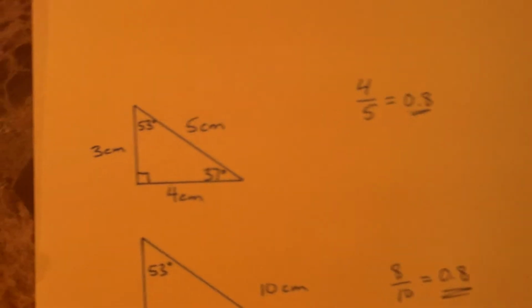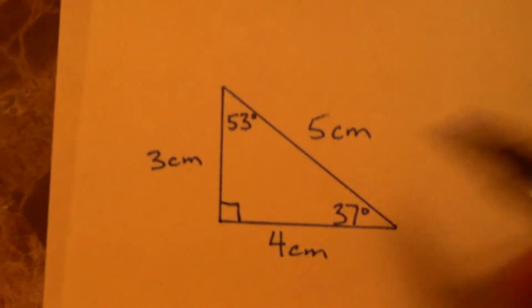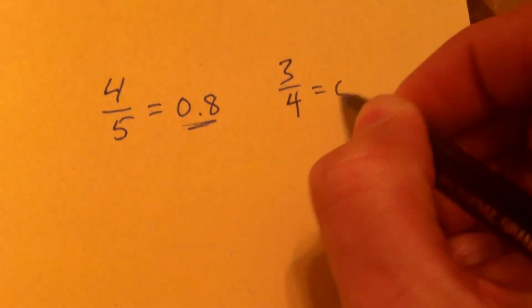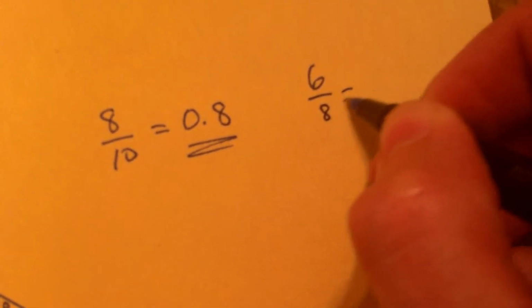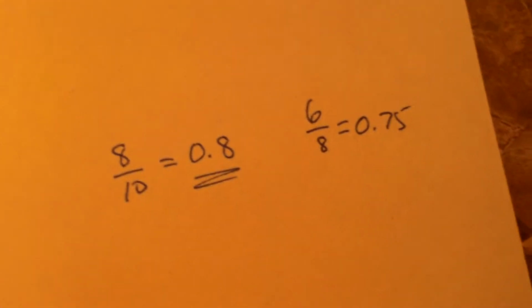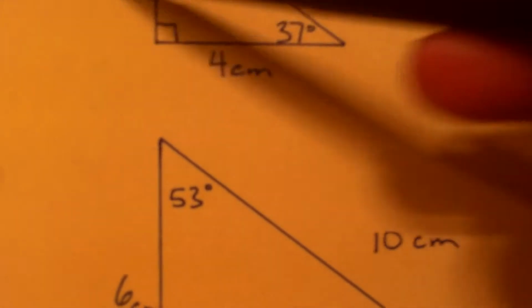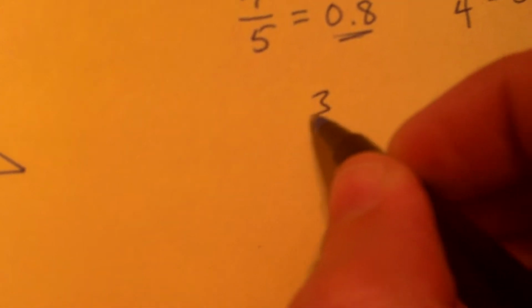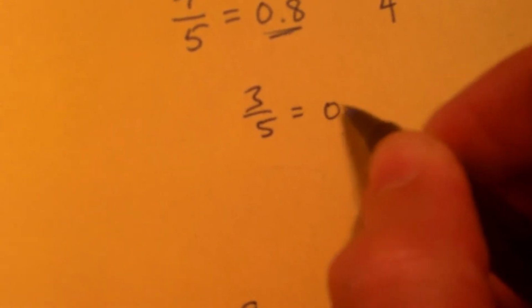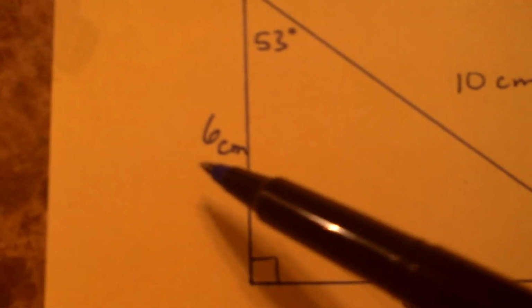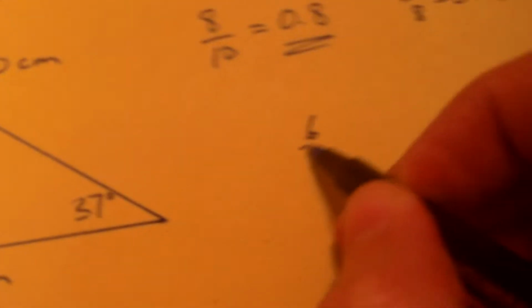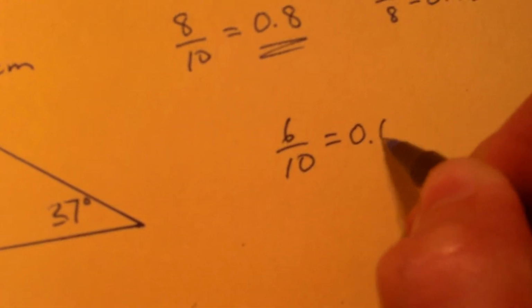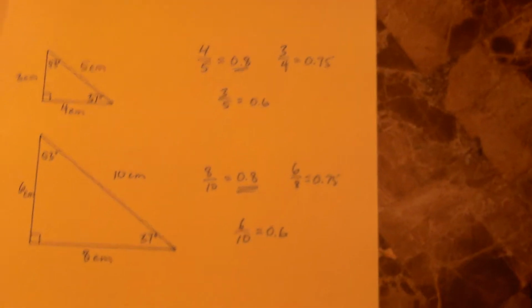And if I repeat that process with other sides, I would see again that here, if I divide 3 by 4, for example, 3 divided by 4 is 0.75. And again, down here, if I did the 6 and the 8, 6 divided by 8 is 0.75. And then finally, let's do 3 divided by 5. So if I do 3 divided by 5, that number is 0.6. And then down here, 6 divided by 10 is also 0.6. So it's not surprising they're all the same because those triangles are similar.